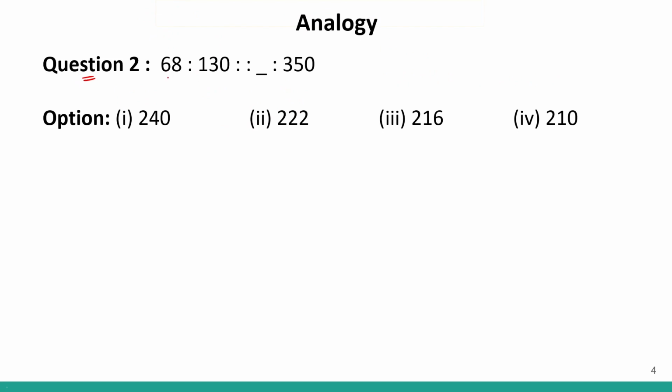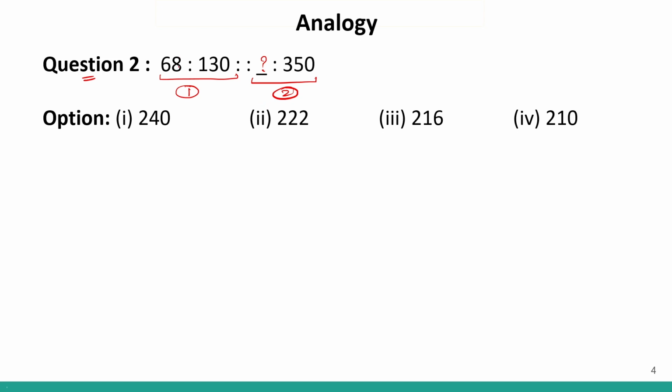Question number 2: we have 68, 130, a missing term, and 350. We have to find this missing term. So again, two steps we will follow. First, we will find the relationship between the first pair, and then we will find the missing element in the second pair. Correct? This is the pattern.